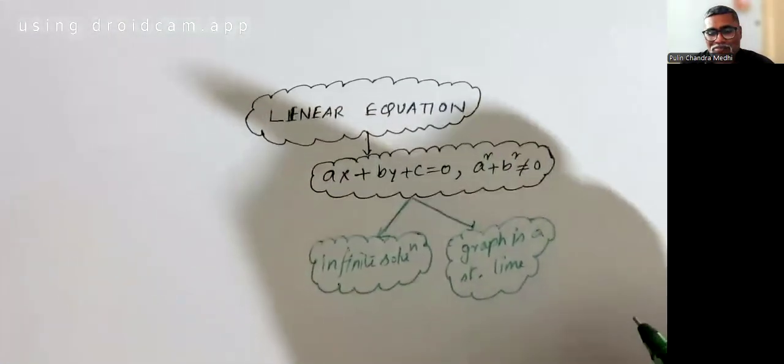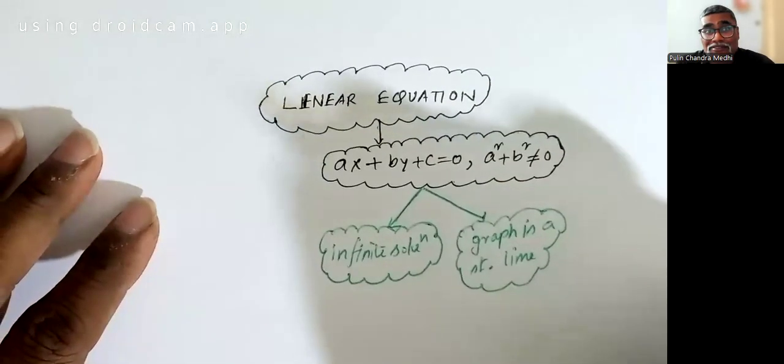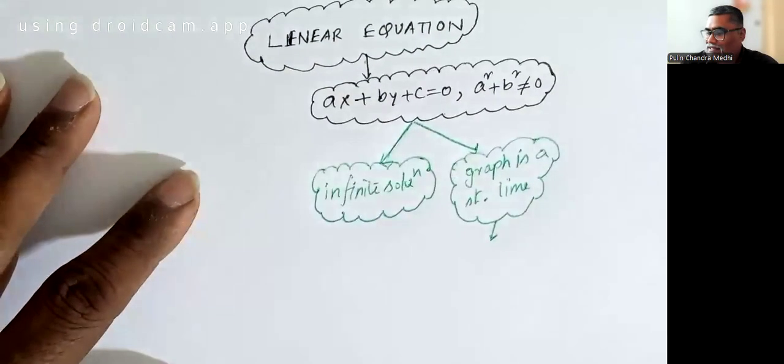Then what is the link between the solution and the graph or the points on the graph, right? So here you can write again, every point. I'll change the color.